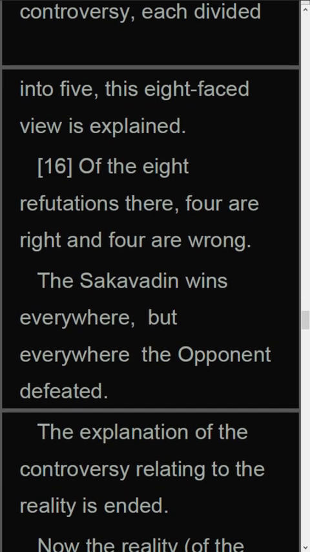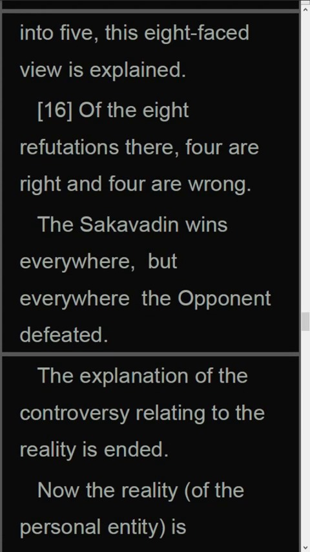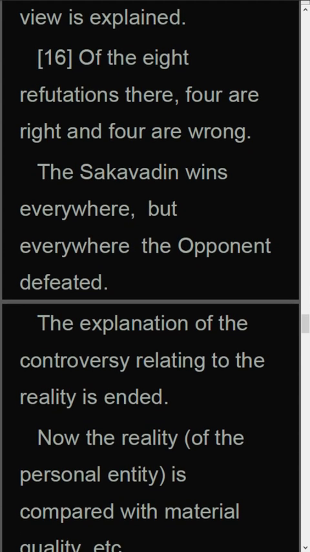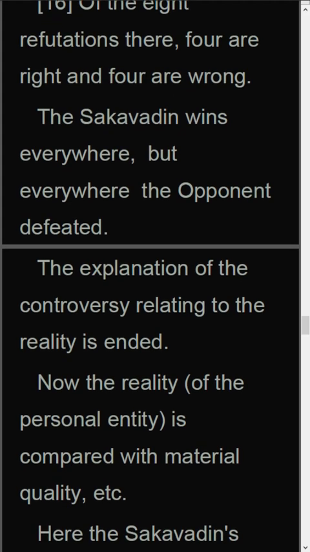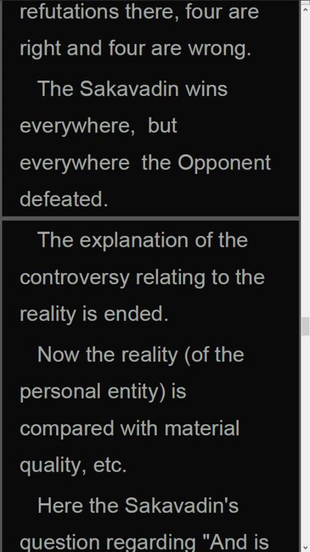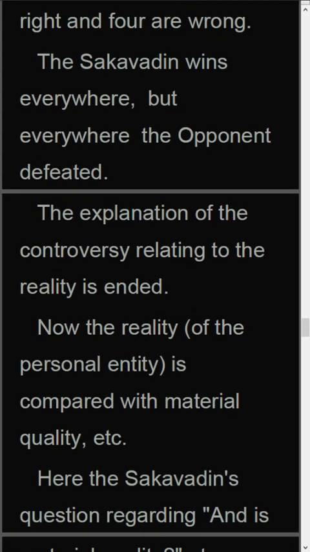Thus, in the fourfold controversy, each divided into five, this eight-faced view is explained. Of the 8 refutations there, 4 are right and 4 are wrong. The Sakavadin wins everywhere, but everywhere the opponent is defeated. The explanation of the controversy relating to the reality is ended.